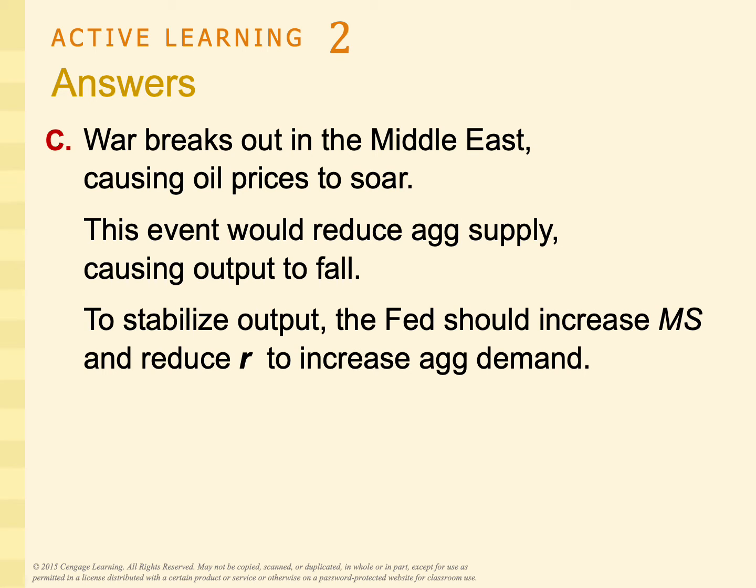Now, in this case, the Fed, to stabilize output, could increase the money supply to reduce the interest rate and increase aggregate demand. But there is a problem in this scenario, because we already have stagflation. We have GDP going down and prices going up. And when the Fed increases the money supply to increase aggregate demand, it pushes prices up further. So this is a tough situation for the Fed, because it does want to stabilize output, but it also wants to stabilize inflation. And in this case, it would make inflation worse. So this is a tough situation for the central bank.